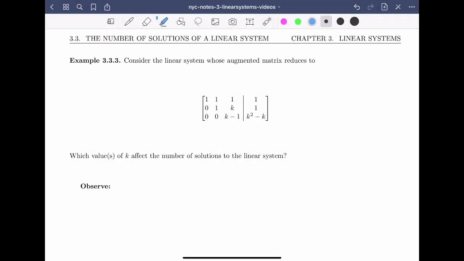Welcome back. In this video, we'll observe that a single value in an augmented matrix can determine the number of solutions to a linear system. Let's get started with example 3.3.3. Consider the linear system whose augmented matrix reduces to the following.